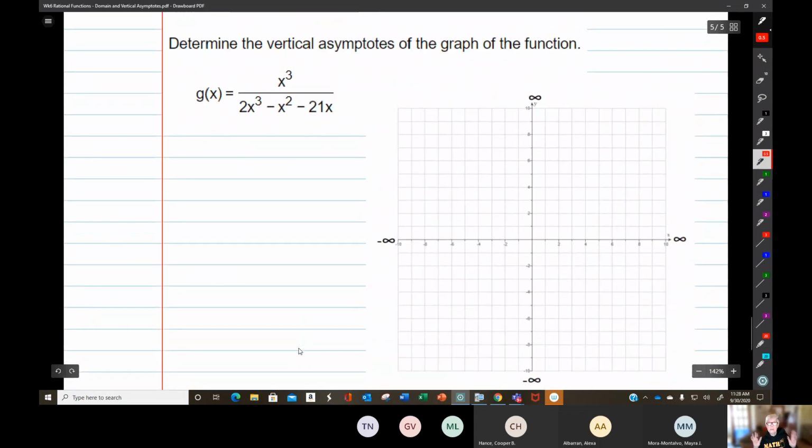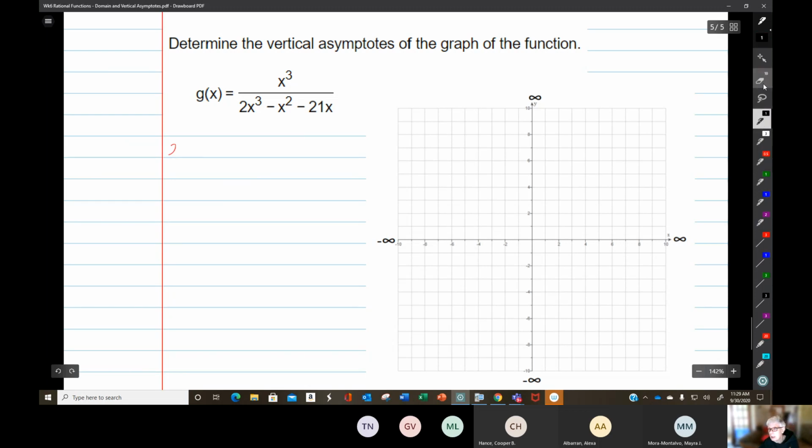Now you've got a rule in your mind. Whatever numbers you take out of your domain, they're going to be vertical asymptotes. But it's not always true, and we are going to deal with that right now. Okay. Now, the first question is always, what is the domain? I have to take the denominator, set it equal to 0, and solve for x.